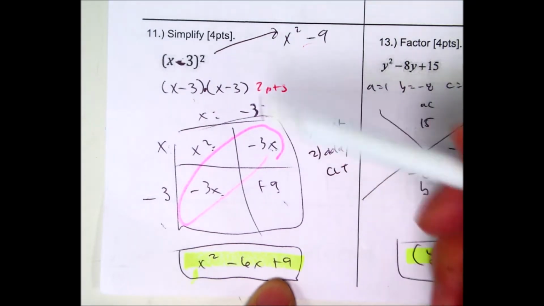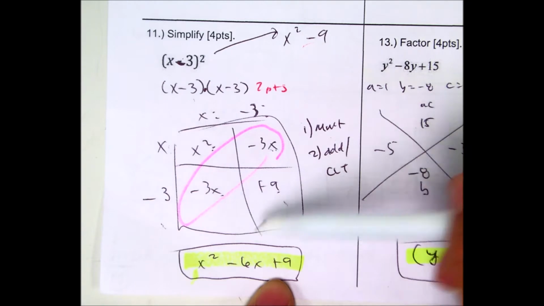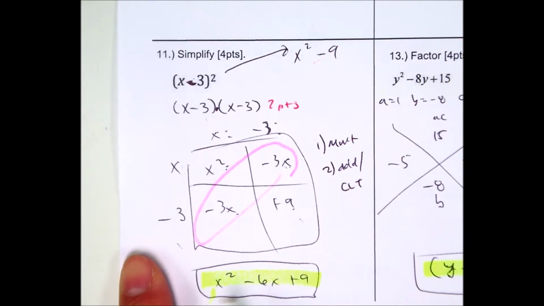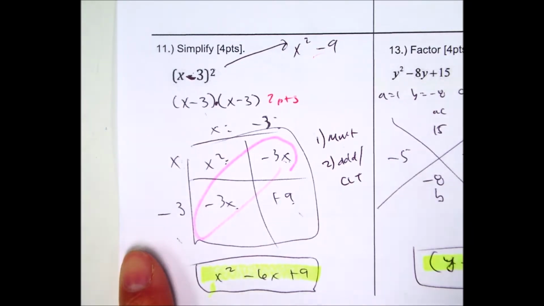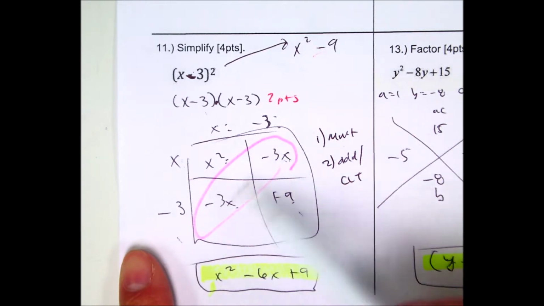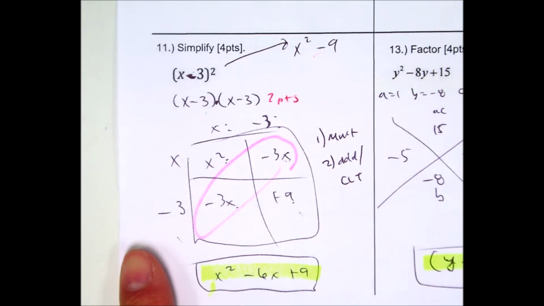I gave you 3 points if you were doing the box and everything inside the box is correct, but out here, I don't know. Maybe you didn't get it right. Maybe you wrote, I don't know, positive 9x or something like that. Okay?